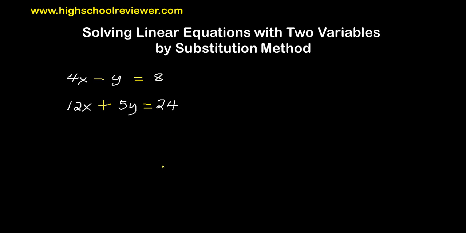Let us solve these two equations using the substitution method. Our first equation here is 4x minus y equals positive 8. As you can see, there are no terms that have common values, so we can call this our equation 1. And our equation 2 here, 12x plus 5y equals 24. Again, there are no terms with common values. We can now call this our equation 2.